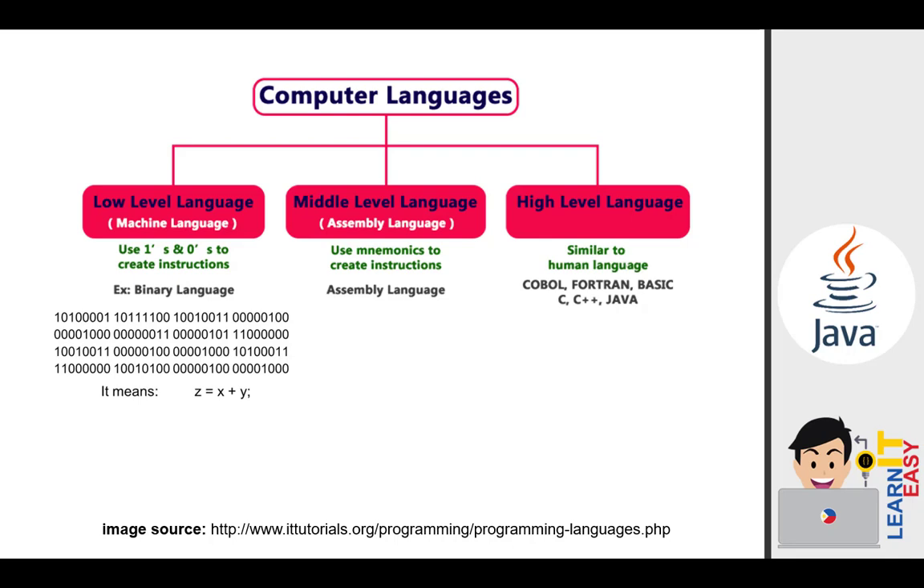This level of programming sucks. It is very hard. If not, it's suicide. That's why early programmers tried to make improvements into this. Kaya nagkaroon tayo ng second level language, which is the mid-level language. Mid-level language, ito po yun, also known as assembly language, is a language wherein the programmer uses mnemonics or special symbols in order to issue commands to the computer.